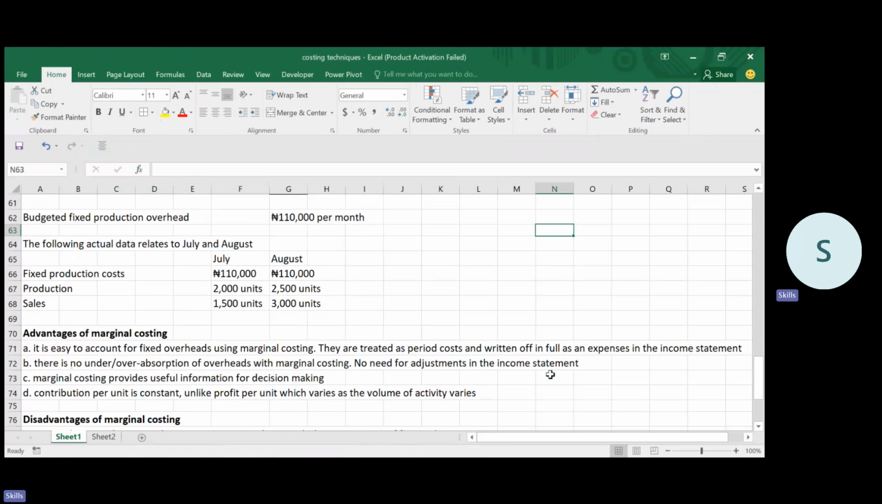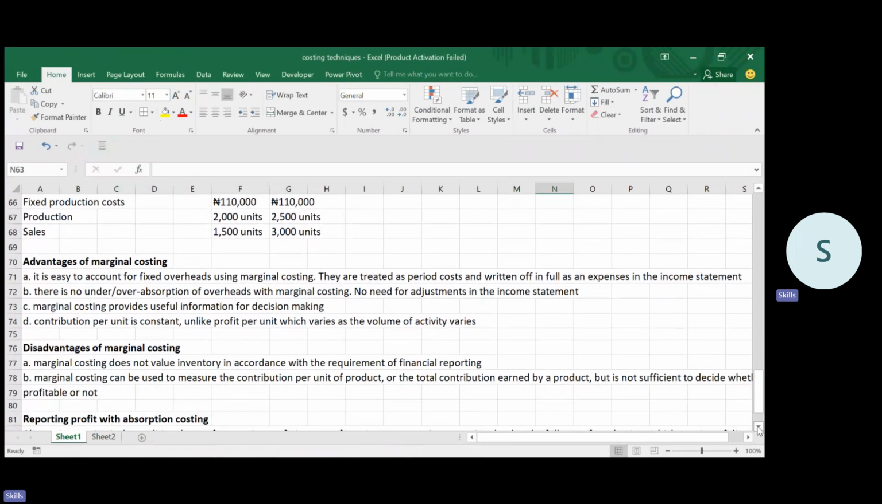Then marginal costing provides useful information for decision making. It gives you the contribution of each product. Then contribution per unit is constant, unlike profit per unit, which varies as the volume of activity varies.